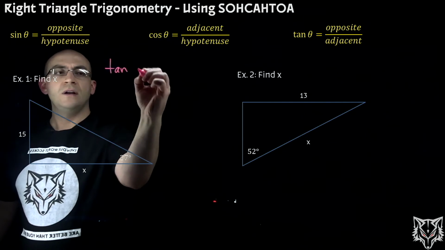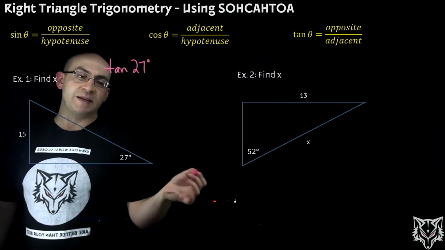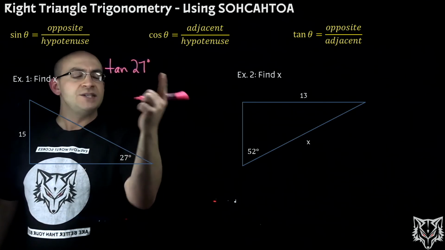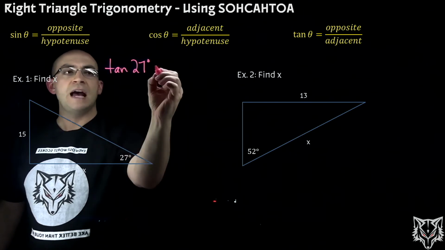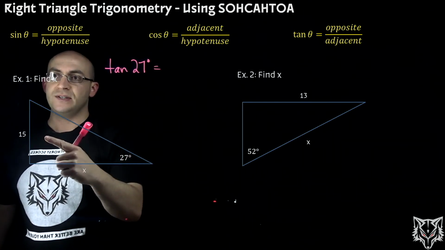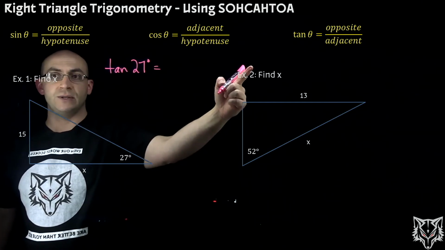Tangent, 27 degrees, no longer theta. And the reason for that is because I have the angle measurement. Remember, theta will always represent my angle measurement. And that's going to equal opposite, which is 15, over adjacent, which is x, just like the ratio tells me.